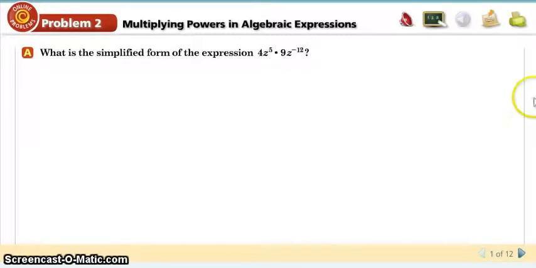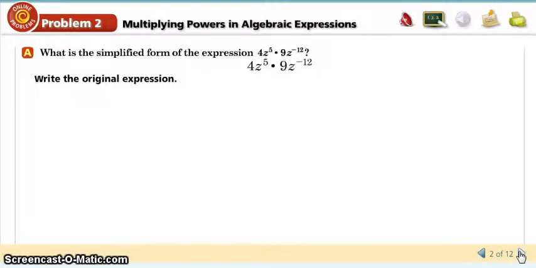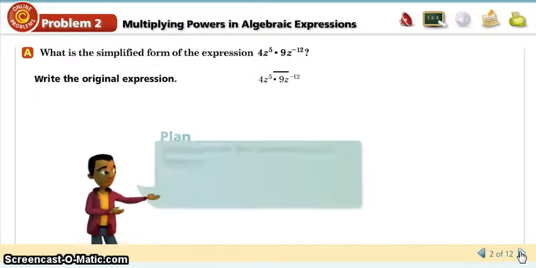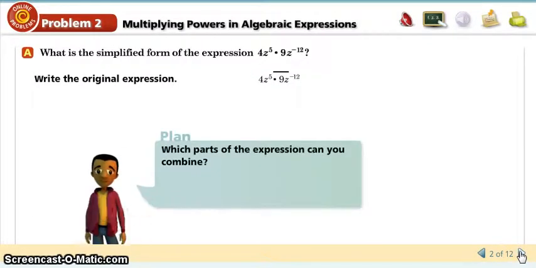In this problem, you will multiply powers in algebraic expressions. Part A. What is the simplified form of the expression 4 times z to the 5th power times 9 times z to the -12th power? Start with the original expression. Which parts of the expression can you combine?